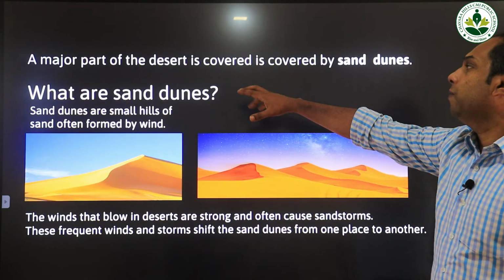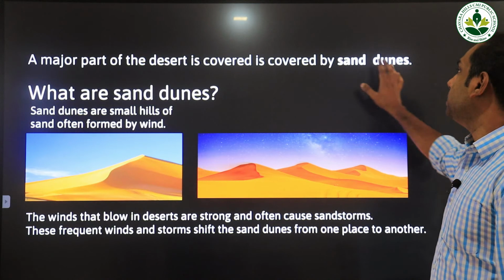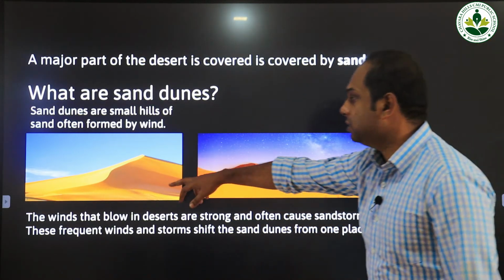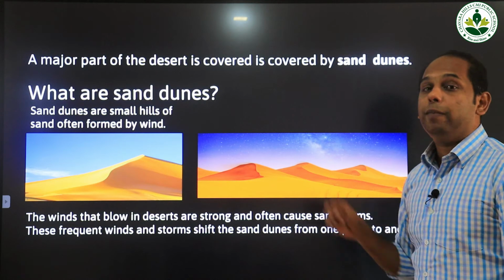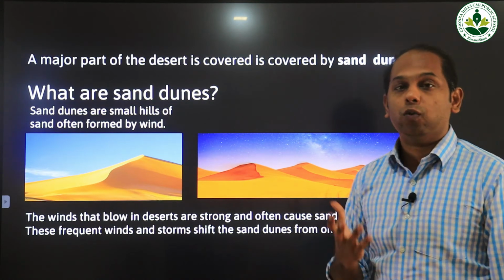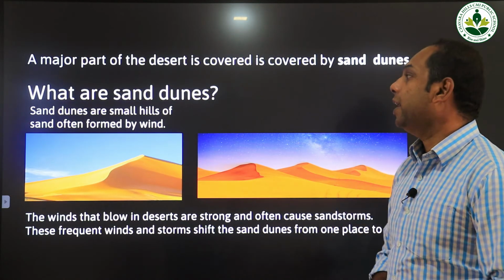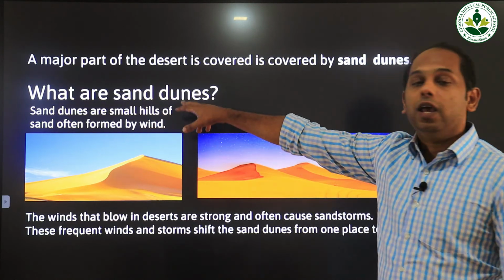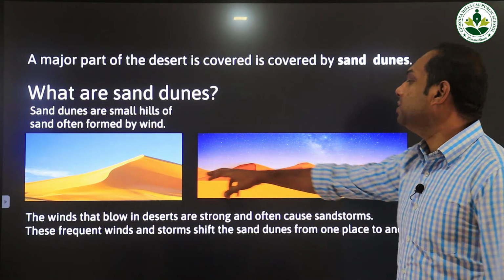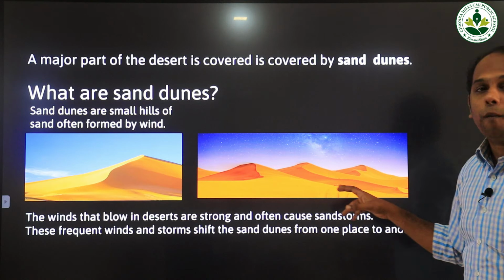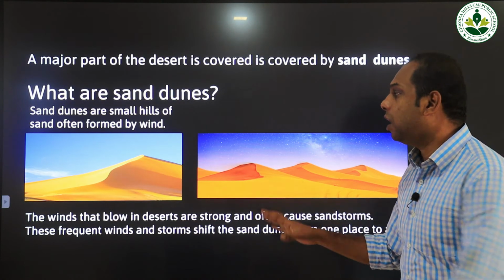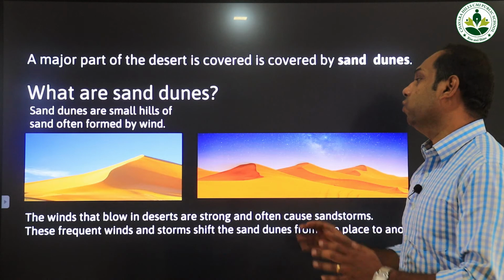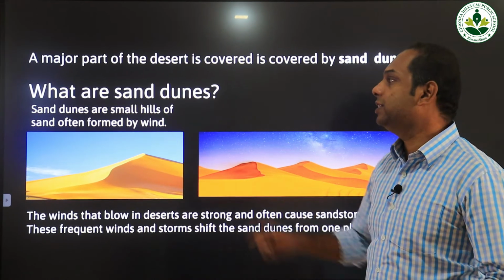A major part of the desert is covered by sand dunes. As you see here, these are images of sand dunes. Now we are going to study what are sand dunes. Sand dunes are small hills of sand often formed by wind. This kind of sand dunes are very common in deserts. They are very small hills formed by white soft sand. So these are the sand dunes.